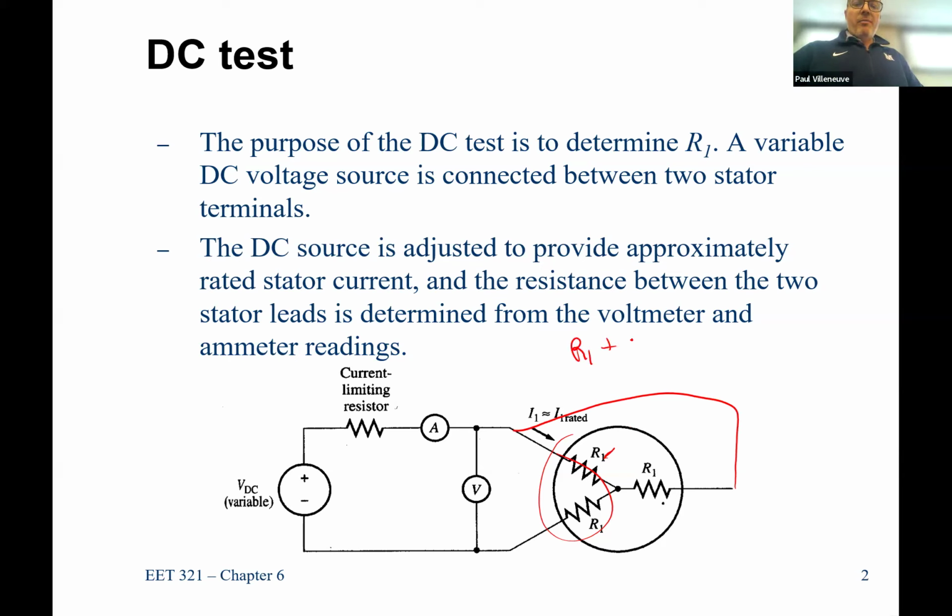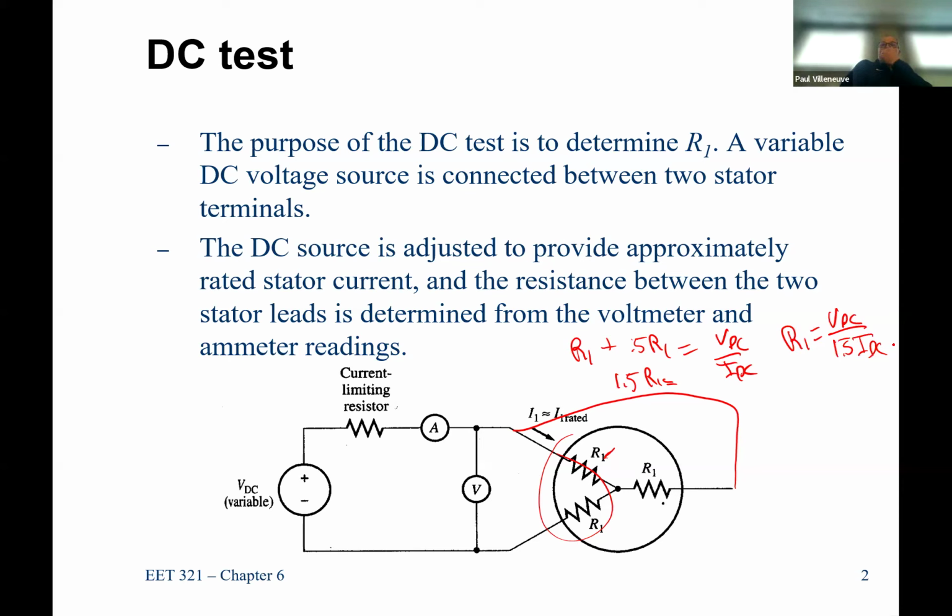So you have R1 plus 0.5 R1 equals VDC divided by IDC. So 1.5 R1 equals VDC divided by IDC. So R1 equals VDC over 1.5 times IDC. It's exactly the same as how we did that approach when we did it for synchronous machines. Okay.